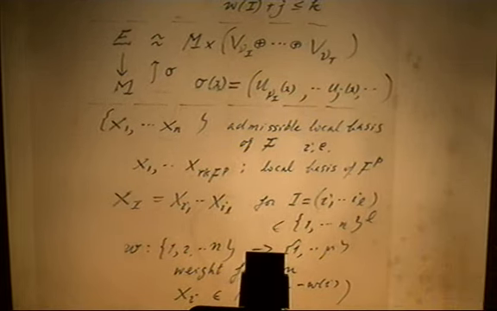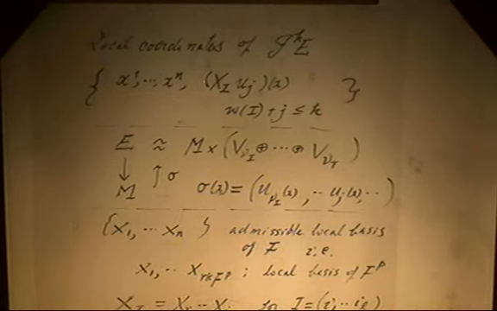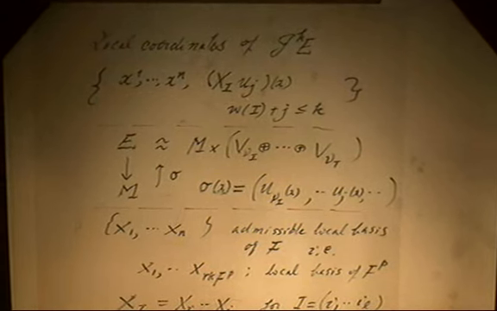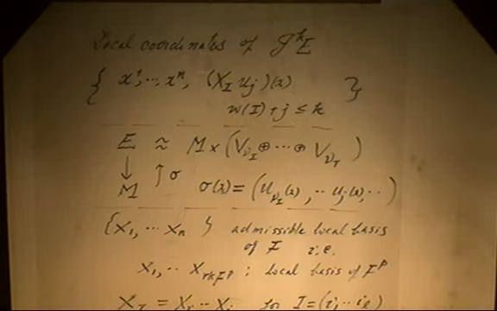So the local coordinate of the weighted jet bundle is x1 to xn. This is the local coordinate of the manifold. Okay, and X^I u_j at x, where the weight of I plus j is less than k. These constitute the coordinates of our weighted jet bundle. This is not necessarily independent. Okay, so I now explain what X^I and u_j are. First, u_j.